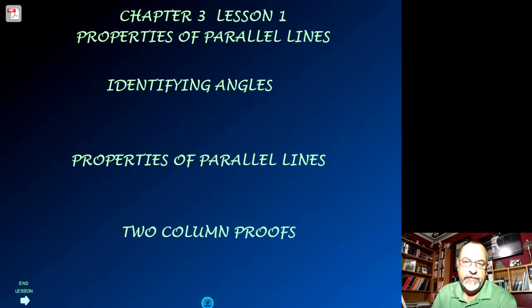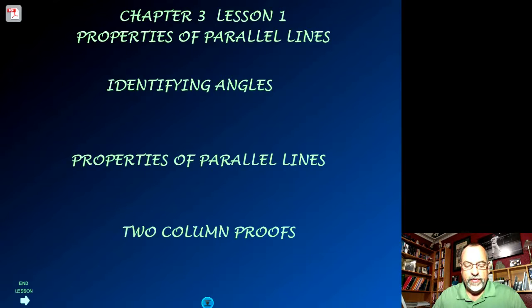Chapter 3, Lesson 1 of Geometry. We've looked at identifying angles when we have two lines that intersect or are being intersected by the transversal. We then looked at the relationships that are created when those lines happen to be parallel. What I want to do now is talk about proofs.